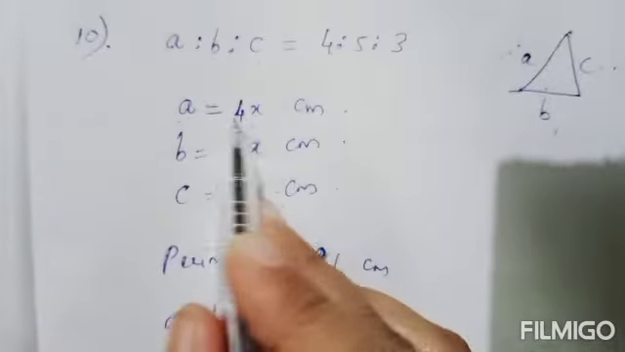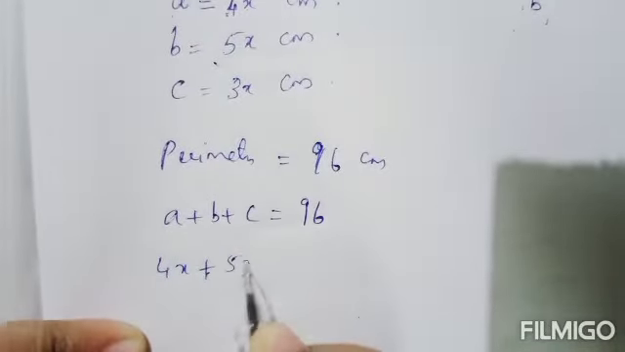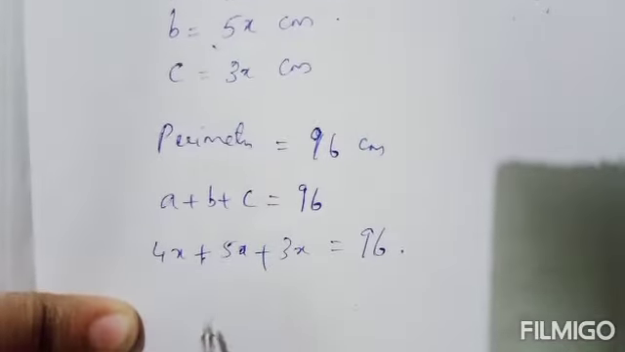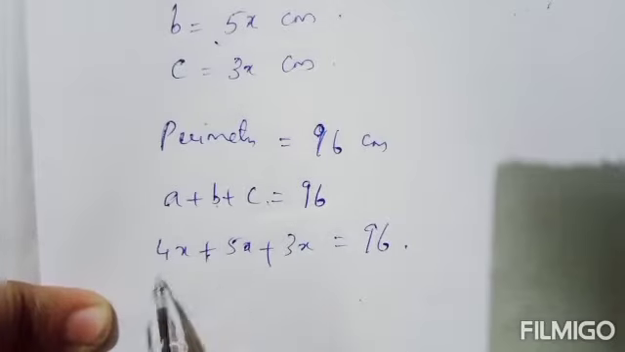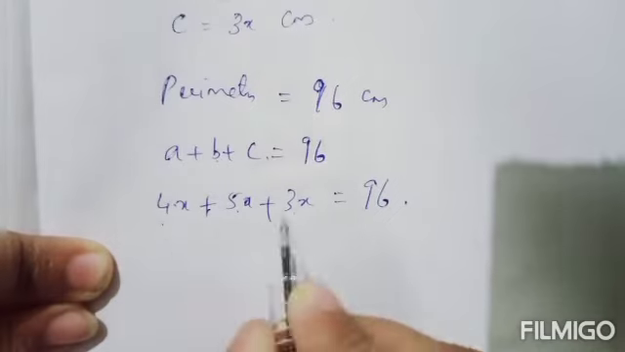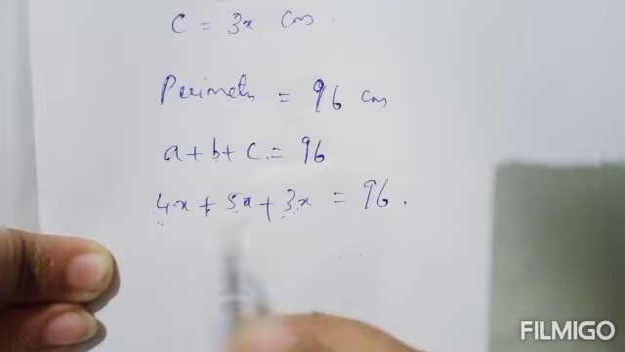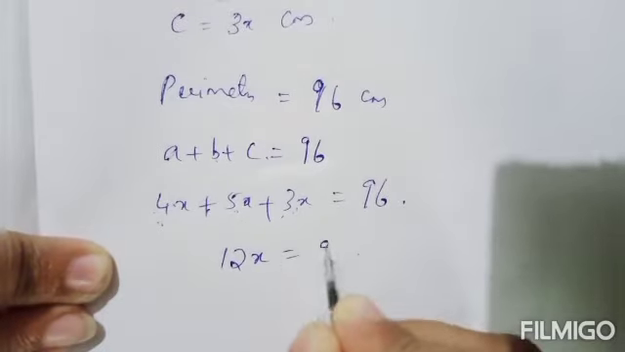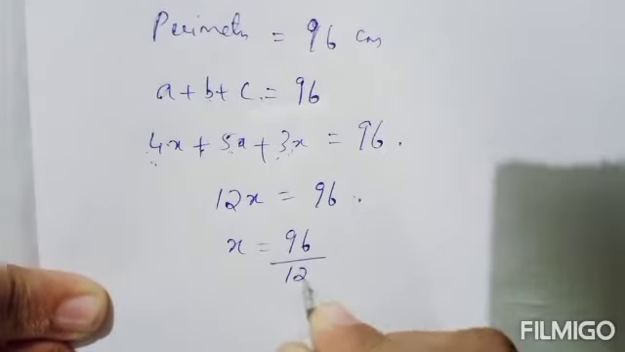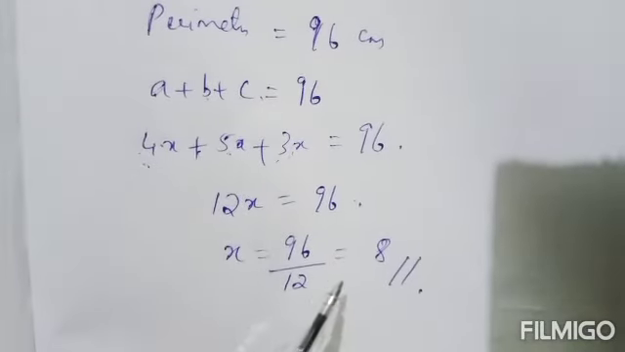Now A, how do we take A? It is 4x. 4x plus B, which is 5x, plus C, which is 3x, equal to 96. In place of A, B and C we can substitute 4x, 5x and 3x. Now you can add these like terms: 4x plus 5x plus 3x, you will get 12x. 12x equal to 96. So what will be x? x equal to 96 by 12, you will get 8. So the value of x you got is 8.